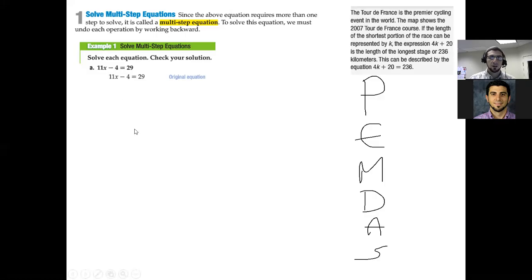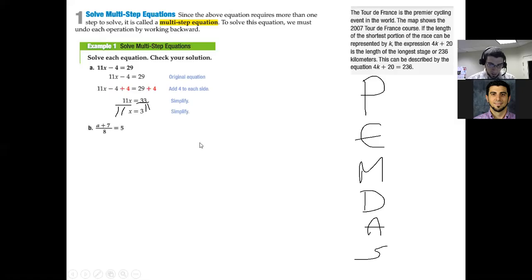I got to get rid of the subtraction first. So you add 4 to both sides. Then you would have 11x equals 33. Then divide 11x by 11. So divide both sides by 11. Forgot to put that on there. So divide both sides by 11, and you get x equals 3.